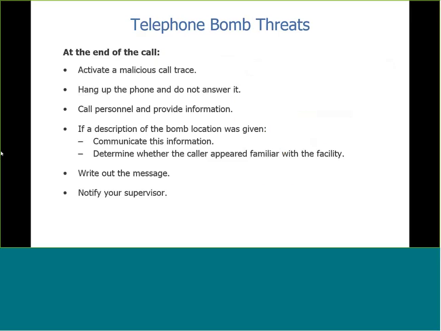At the end of the call, do the following. Hang up the phone and do not answer if it rings again. Call personnel responsible for corporate security functions and provide information about the call. If a description of the bomb location was given, communicate this information and determine whether the caller appeared familiar with the facility by the description of the bomb location. Write out the caller's message in its entirety and any other comments on a separate sheet of paper and attach it to the checklist, and notify your supervisor immediately.